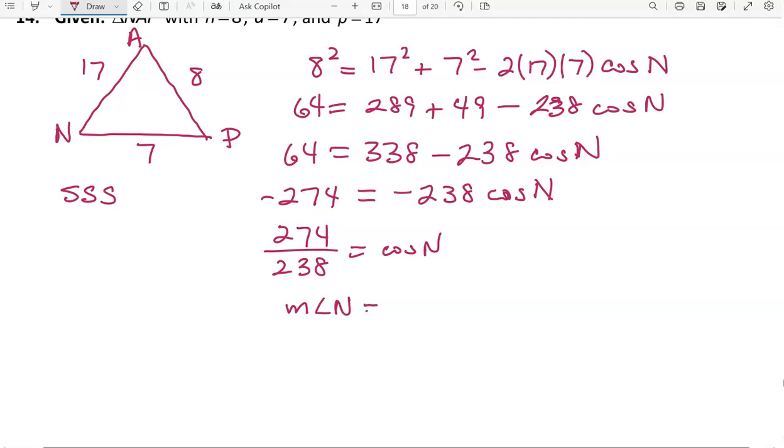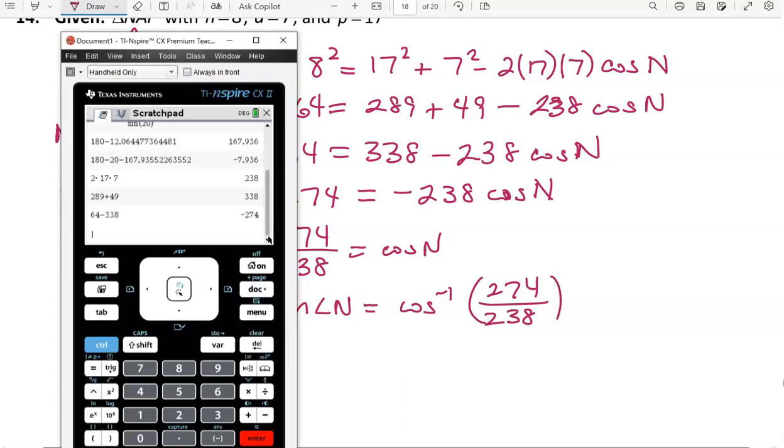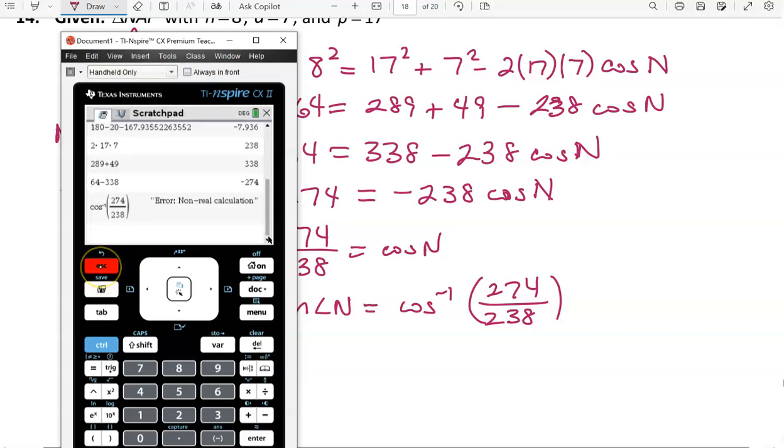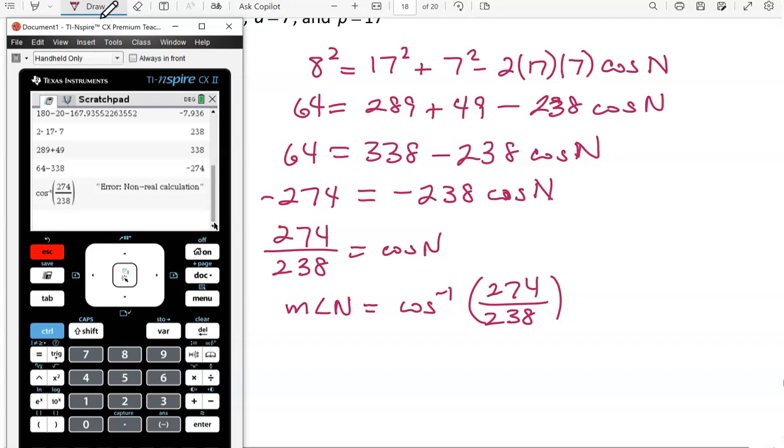So the measure of angle N is equal to the cosine inverse of 274 divided by 238. Entering that, remember that we're using the cosine inverse this time. And this says non-real calculation, which just means undefined. It's not going to give us a result. You might get different results depending upon what calculation you try to do, but undefined, non-real calculation, they're all indicating the same thing, which is that there is no such angle N that has this cosine value.